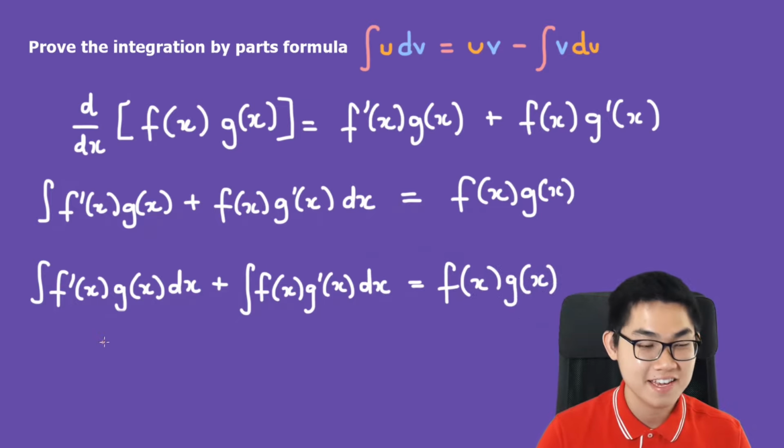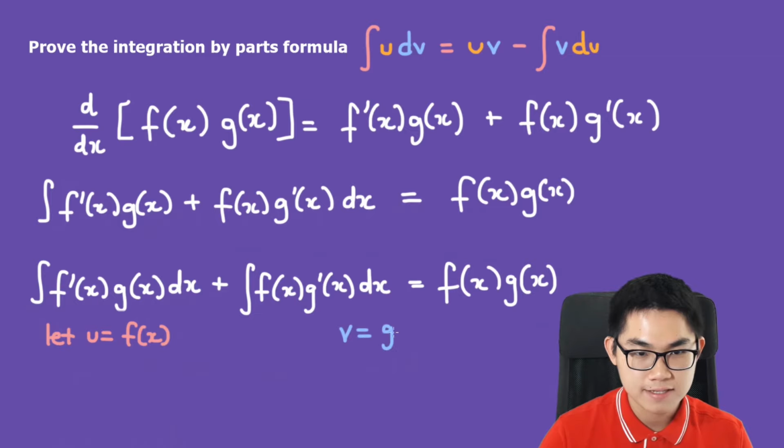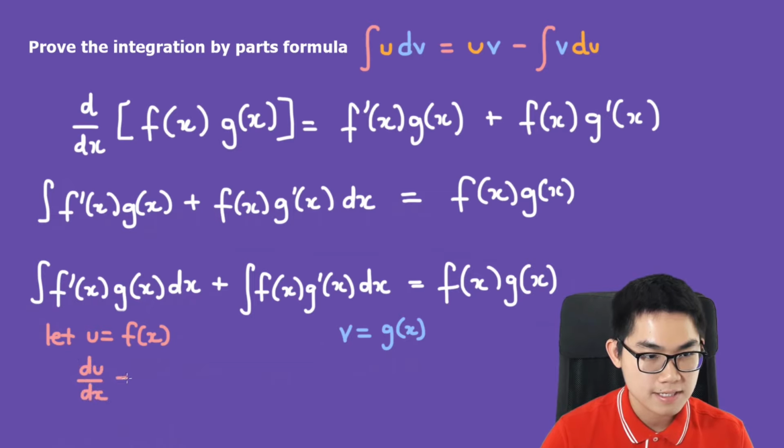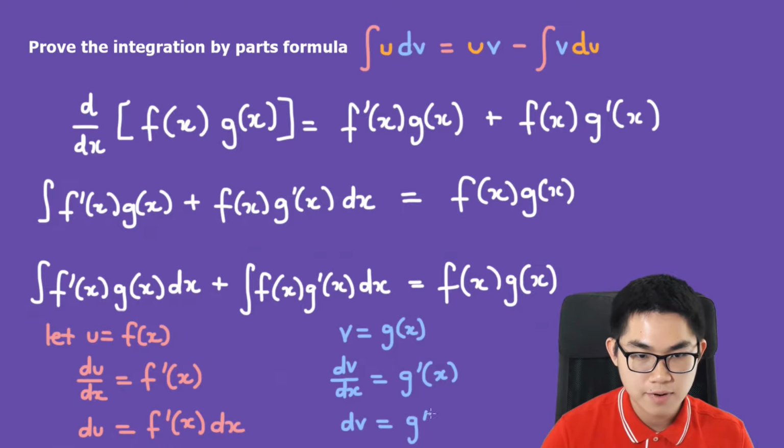We're going to simplify things by saying let u be equal to f of x, and then v equal to g of x. So when we differentiate u equal to f of x, we get du over dx is equal to f prime of x. So du is equal to f prime of x times dx. As for this one, when we differentiate it, dv over dx is going to be equal to g prime of x. So dv is g prime of x times dx.